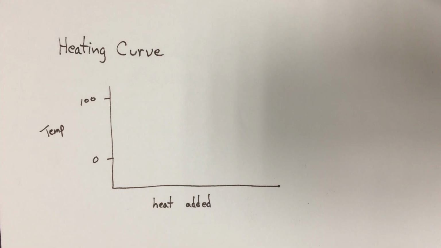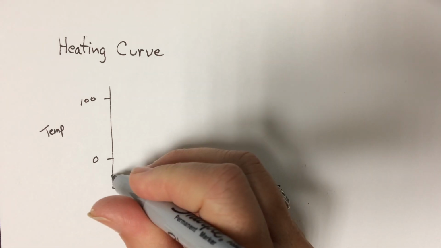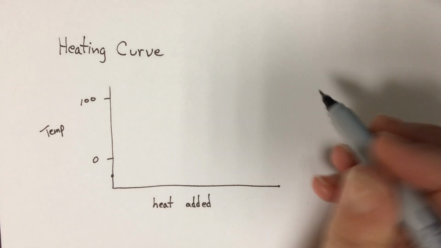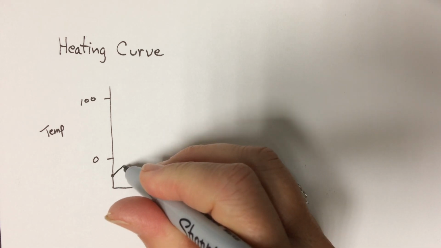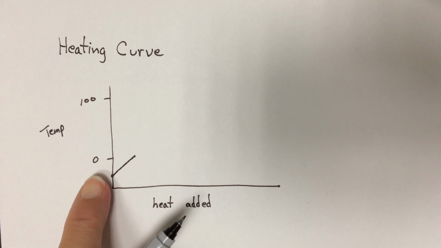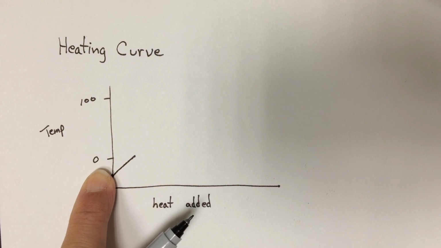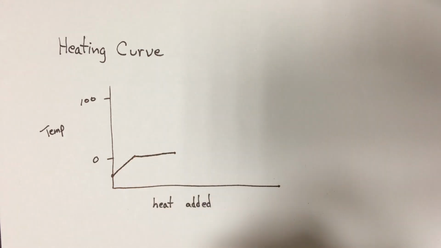So we start with ice, and we start with ice at minus 10 degrees, so it's here. And we add heat, we find that the temperature increases. But if we continue to add heat and we hit this 0 mark, 0 degrees, we find that the curve flattens and the temperature no longer increases for a period of time.